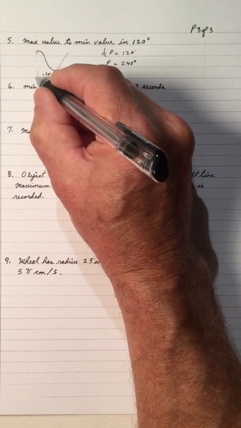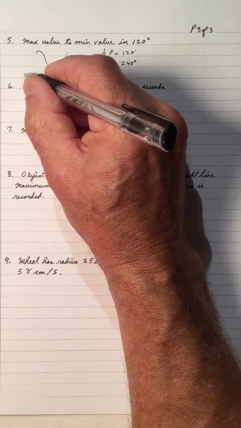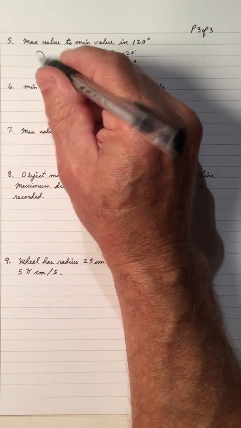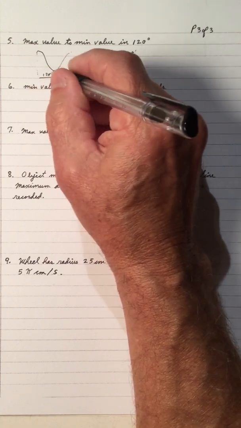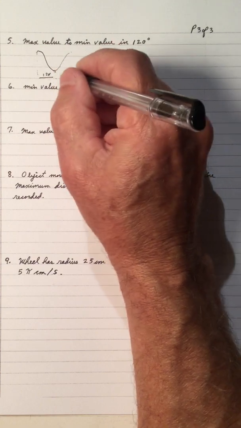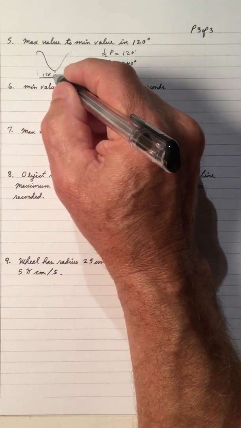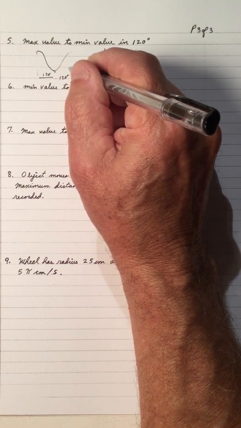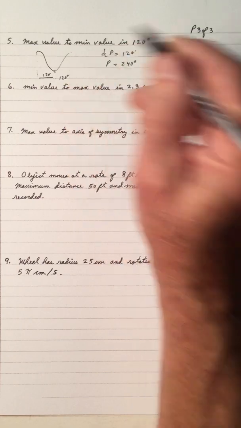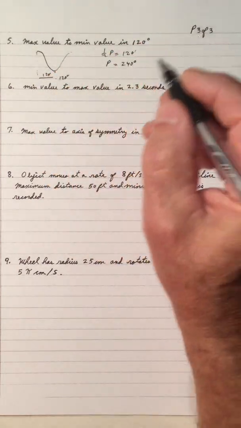And it makes no difference from 0 to 120 or anything at all. But it's 120 degrees here. It's 120 here. So it could be from 10 to 130, and then it could be from 130 to 250. So we don't know where it starts at, but we know it's 240.